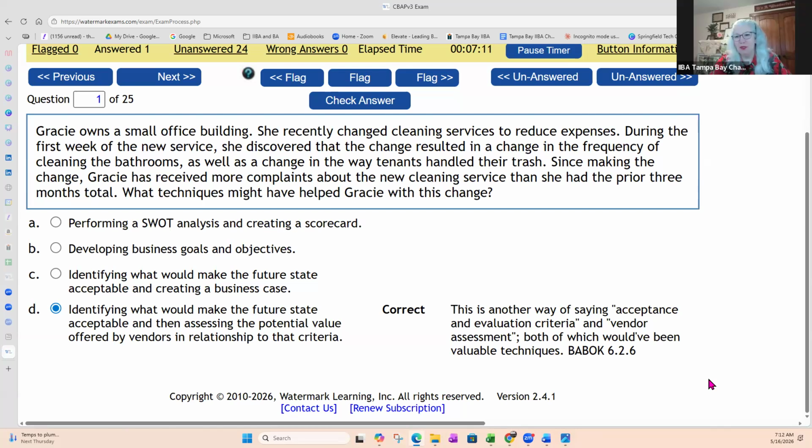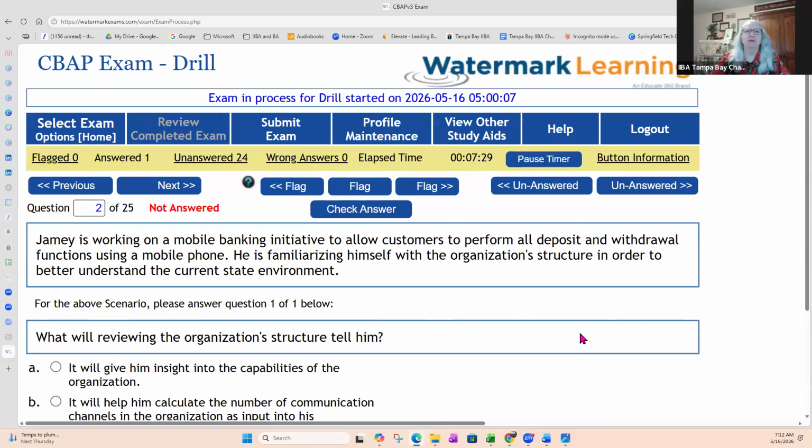Exactly. You need to have your success criteria. What does done look like? How are we going to measure success, identified before you make your change? So that while you're making your decision about your change, right? Yes. Very good. Let's move on.